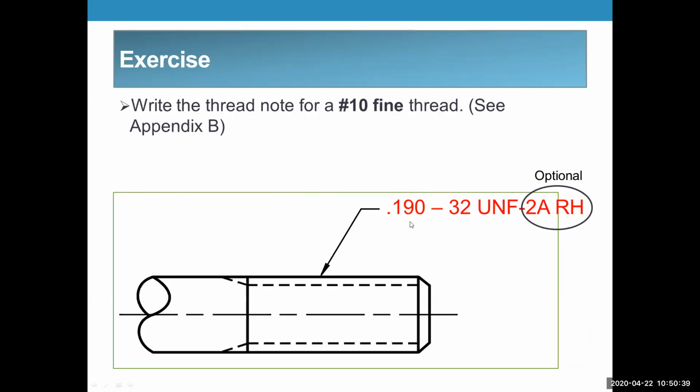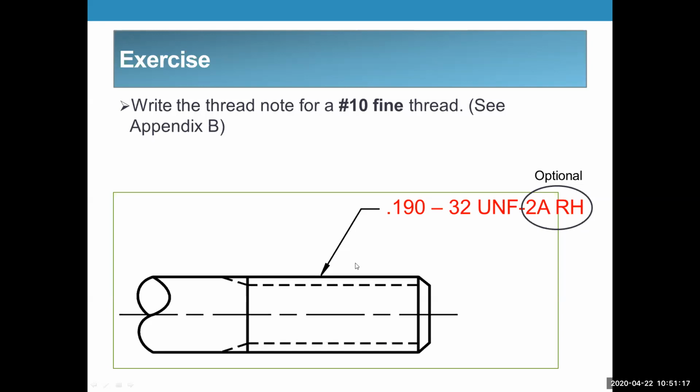So we start out with the major diameter, threads per inch, the thread form and series, and then if everything else is basically the default, which is class 2 and right-hand thread, then you don't need to include that information. So this stuff is optional. You don't have to necessarily include the class, whether it's external or internal, and whether it's right hand or left hand.